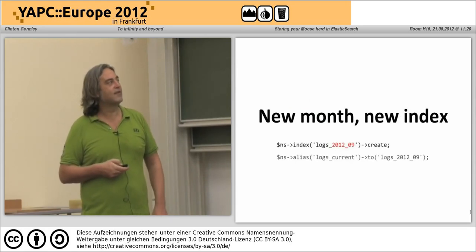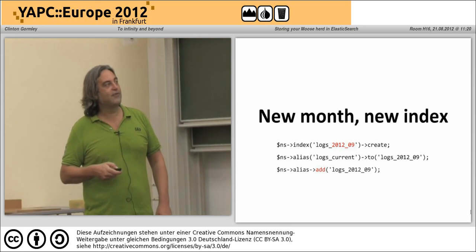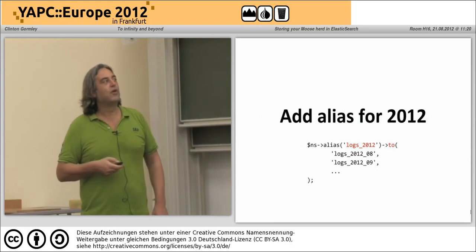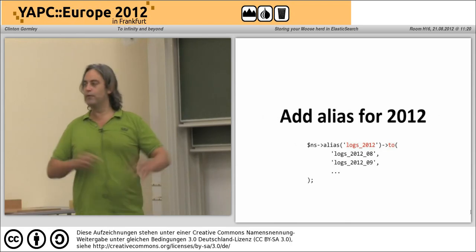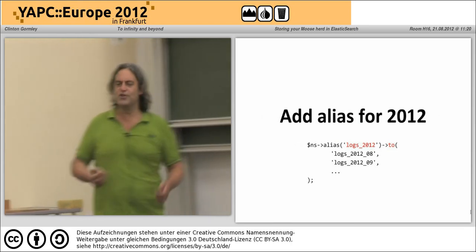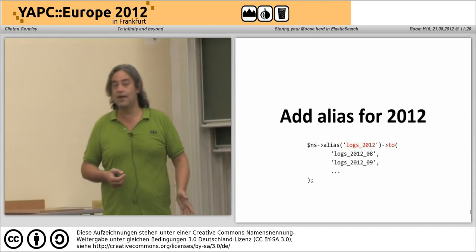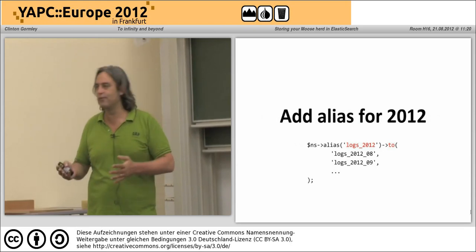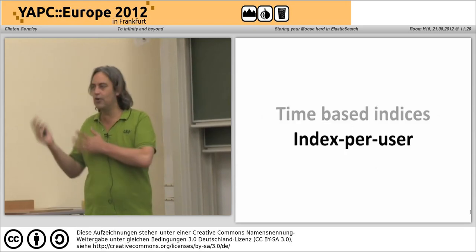New month, new index. Create one for September. We update the logs_current alias to point to September. And notice I added here rather than using two because I wanted to point to what it points to currently plus logs-2012-09. Okay. We could add other aliases like logs-2012, which gives us all the indices just for this year or for the last 3 months or whatever. When you're done with it, you can just drop the old indices. Or you could close the index, which would mean you'd still have the data, but it's not using up resources in your cluster. And if you really needed it, you can open it up again.